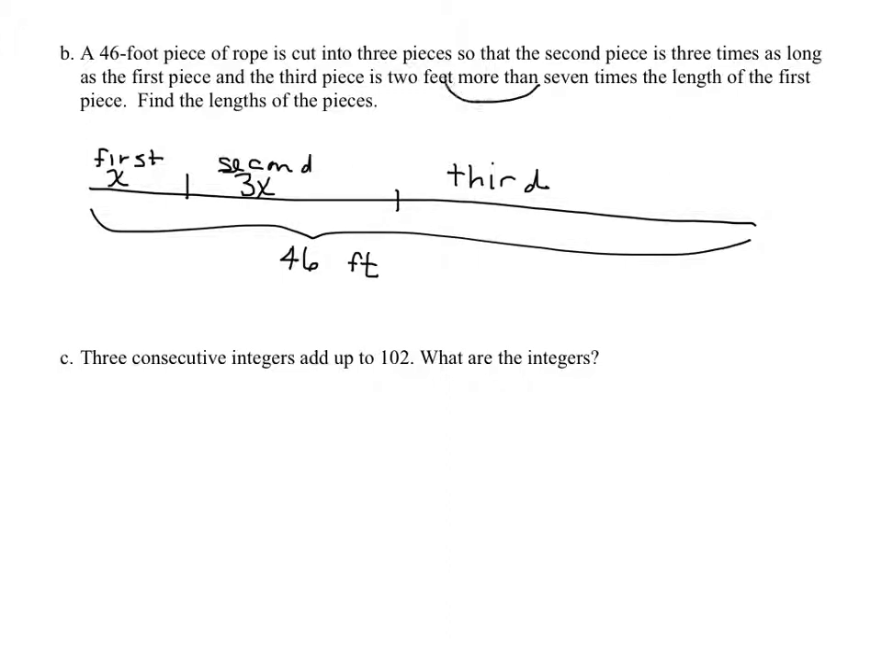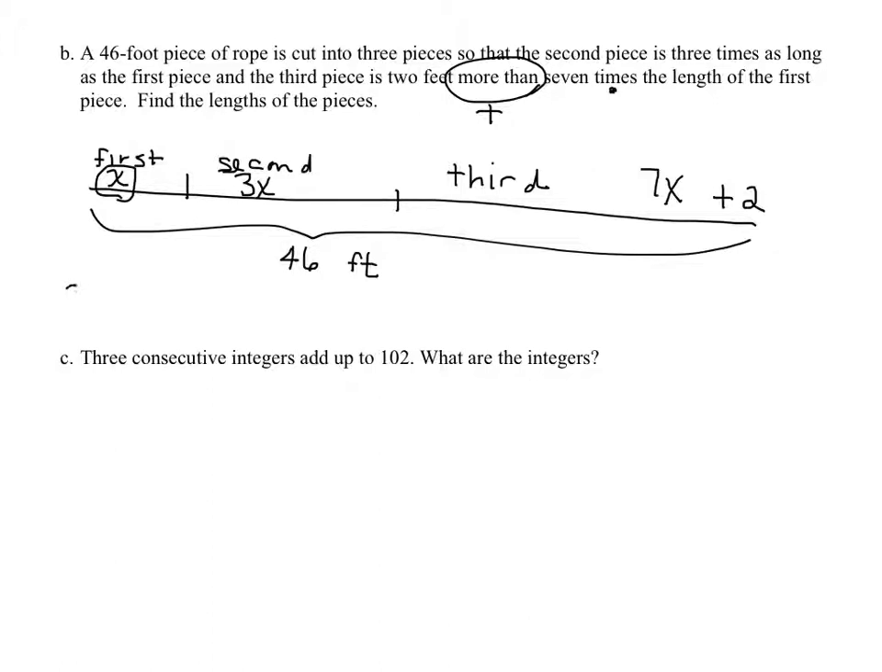So more than, we know, represents plus. 7 times is multiplication. So remember when we did that one problem, we did the more than at the end. So 2 feet more than 7 times the first piece, but the first piece is represented by x. So there you go. If we sum up the lengths of these 3 pieces, they will equal 46 feet.